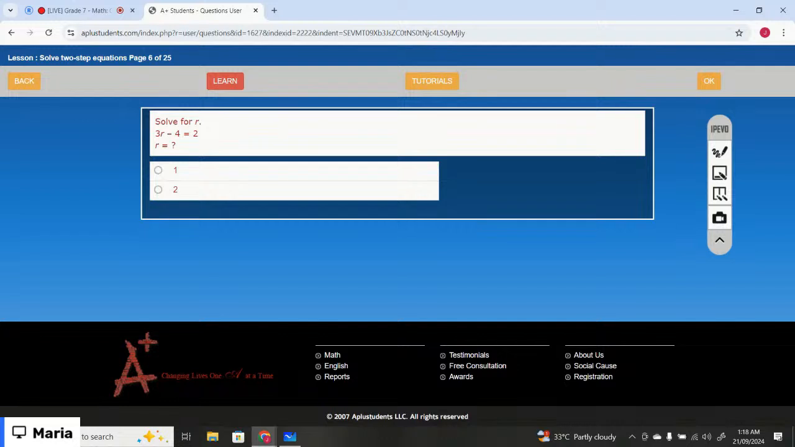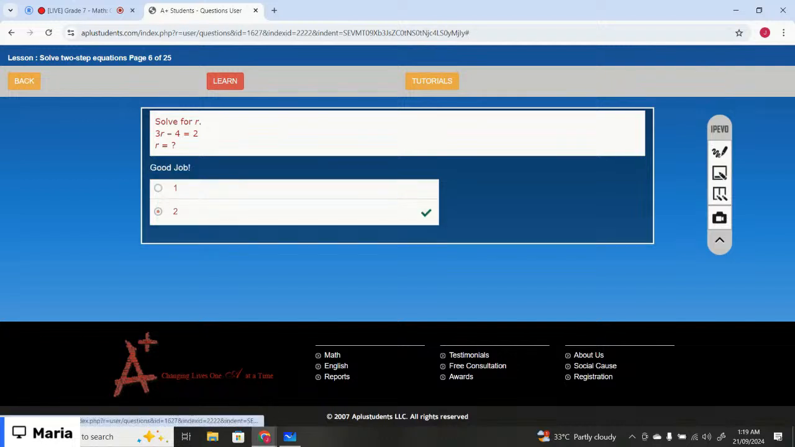Solve for r. Which is the correct option? The correct option is r equals 2, very good. Option number 2 is the correct option.